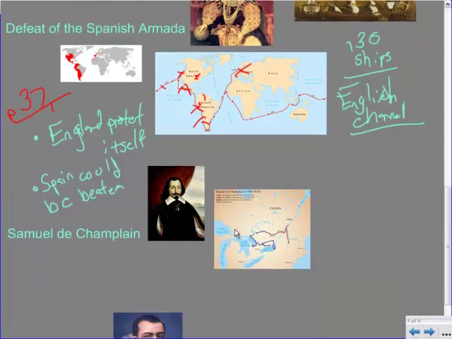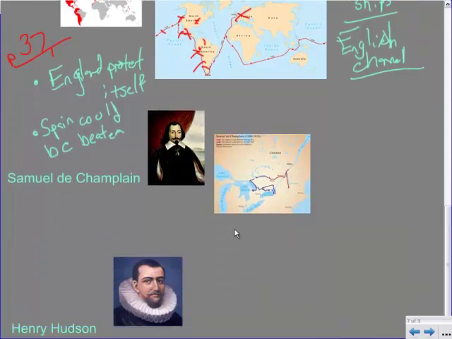So now the person that we're going to talk about right now is Samuel de Champlain. He can be found on page 38.